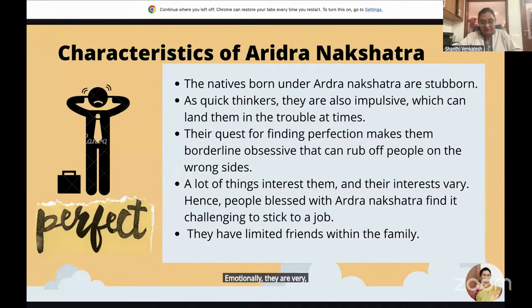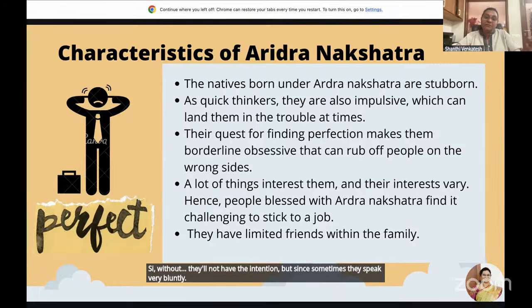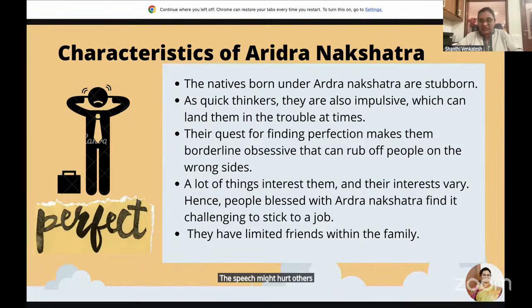Emotionally, they are very, very intense, and the symbol itself gives a teardrop. Teardrop is the symbol of Aridra nakshatra. So they experience emotions very strongly, but they're not always expressing them, though they experience a lot of emotions very deeply. They may not express it to the outside world. These people are very straightforward. Because of Rahu's influence, they can be very blunt sometimes, and they can be questioning things. They will not have the intention, but since sometimes they speak very bluntly, their speech might hurt others unintentionally.